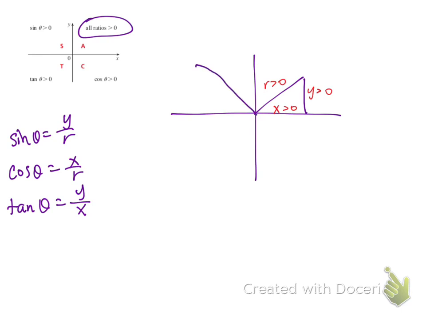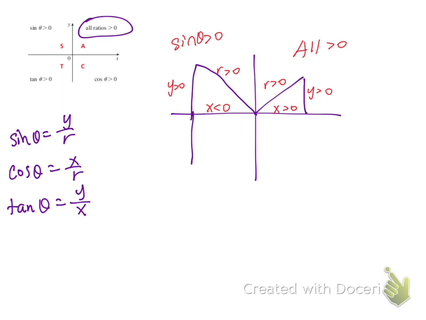Now, when you're in quadrant 2, x will be negative, y is positive, and again, r is positive. So in quadrant 2, of the three x, y, r, only y and r have the same sign, so sine is positive. x and r, and x and y, have different signs, so cosine and tangent are negative. Let me just write: all positive, only sine positive.